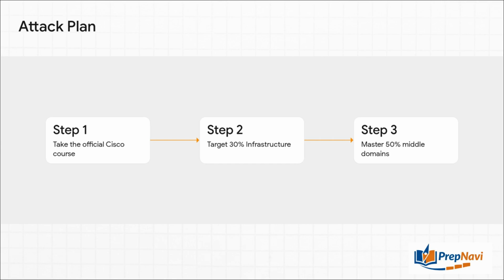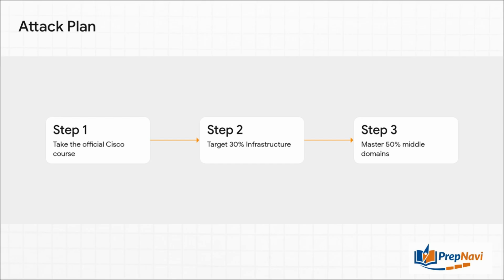Step 1. Start exactly where Cisco recommends. Take the Designing Cisco Enterprise Wireless Networks course. The syllabus literally states this as the primary preparation vehicle. Step 2. Target the core. Domain 2, wired and wireless infrastructure, is your largest single section at 30%. Build your physical and logical foundation there first.